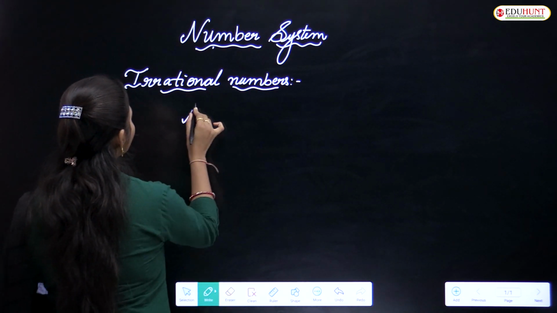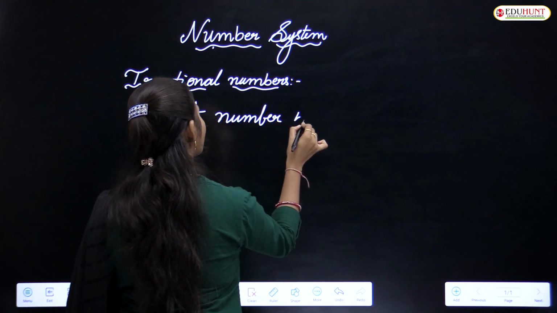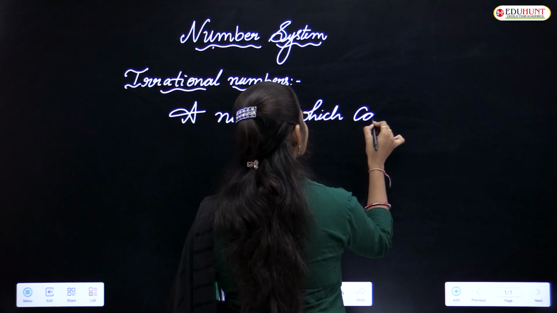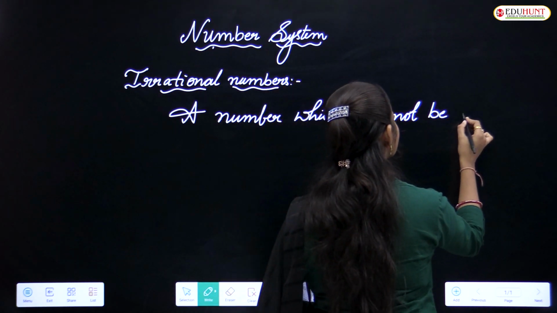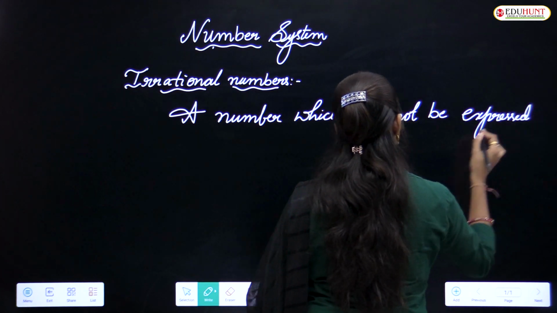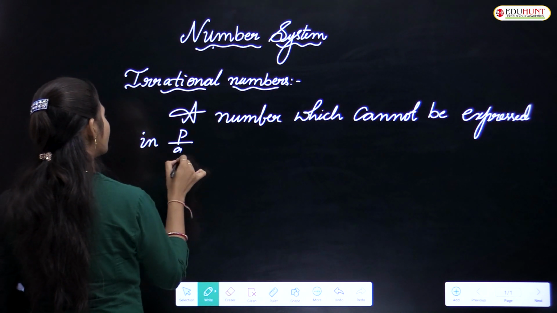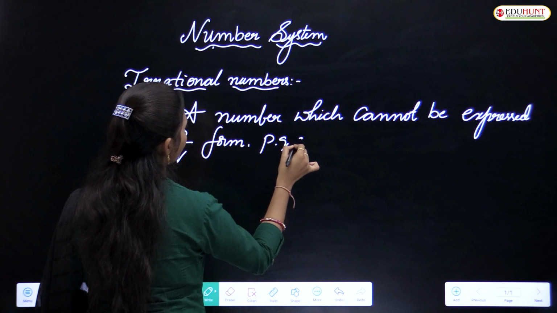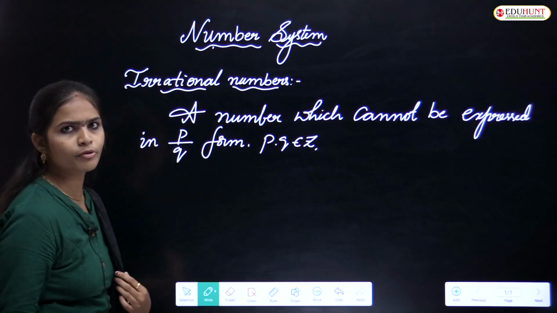A number which cannot be expressed in p by q form, where p, q belong to Z, q not equal to 0, and here we cannot write it in that form of p by q.